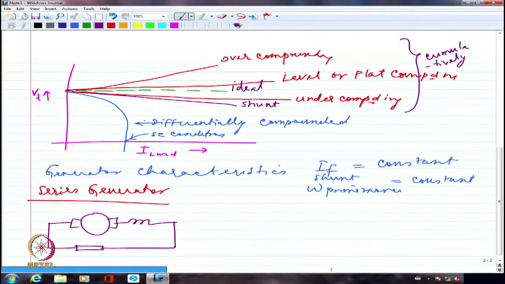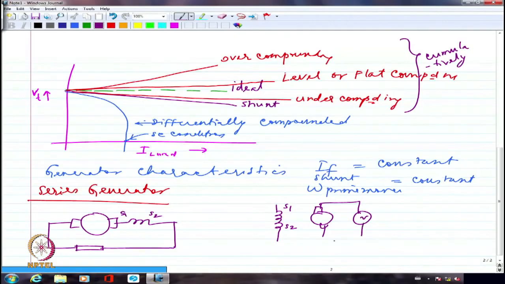So that is the reason why, normally, if I call the series field S1, S2, I am going to separately excite this S1, S2 to draw the open circuit characteristics. That is the only way out to draw the open circuit characteristics of a series generator. For that, I have to first of all separately excite S1, S2, give different values of field current and see what kind of voltage is generated across this armature.